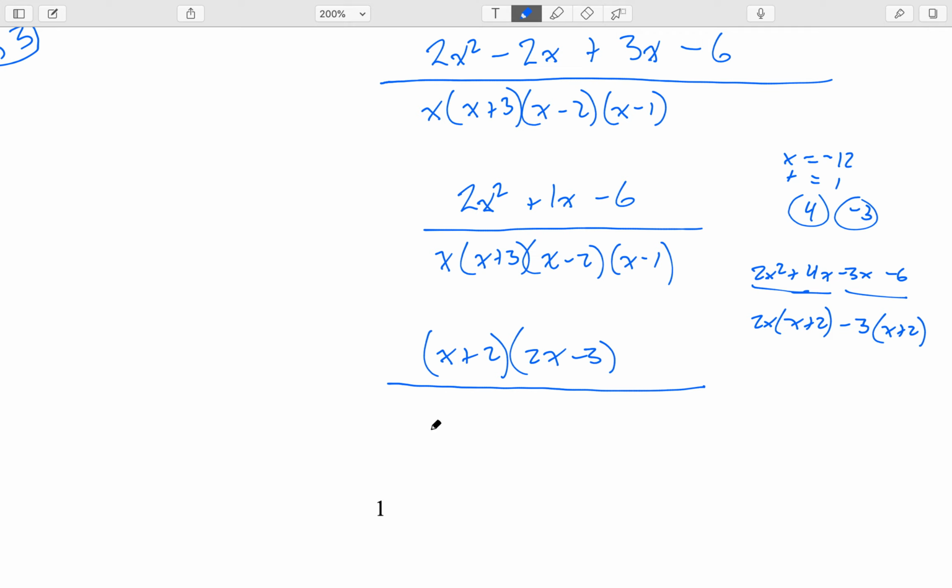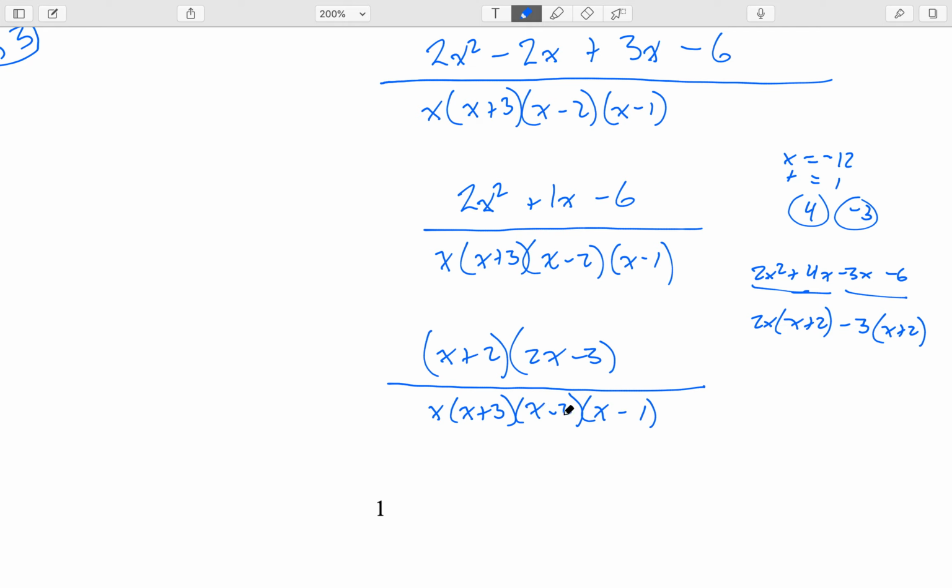The bottom is these 4 factors: x times x plus 3 times x minus 2 times... oh, I see it, x plus 2. Oh, hang on. This is x plus 2, x plus 2. These both cancel. Does this cancel? No, these do not cancel.